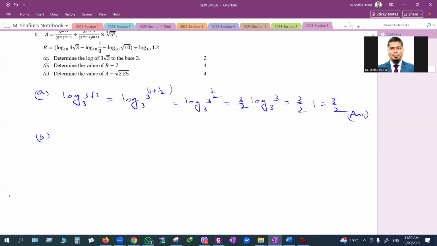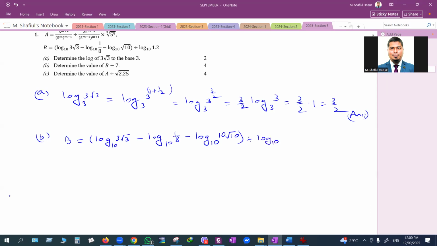Determine the value of b minus 7. In this question, there was a problem. It is the question taken from the test exam of Borishal Cadet College, and the question was b equals log base 10 of 3√3, 10 based 1 by 8 minus log base 10 of, this is not only √10, it should be 10√10. That was the mistake in the question, and that's why you could not solve it.